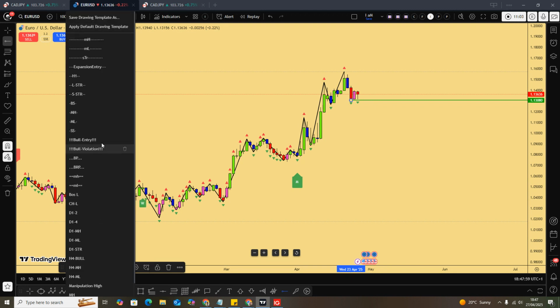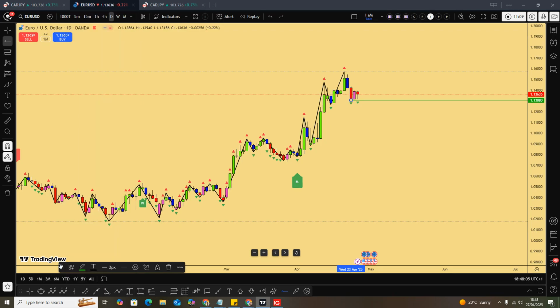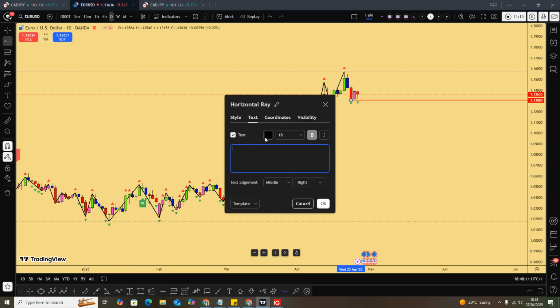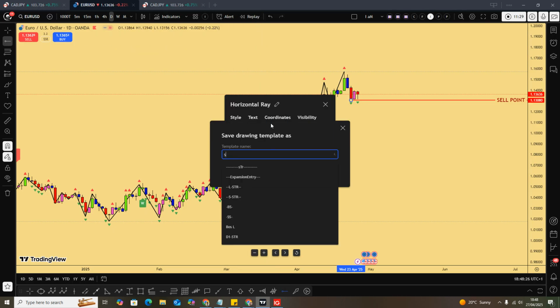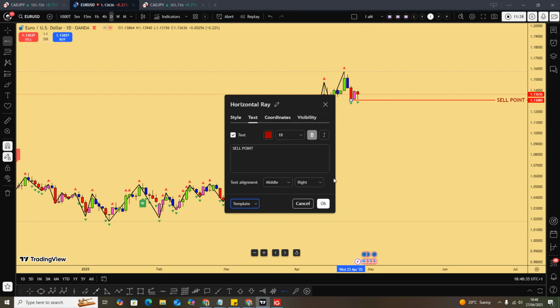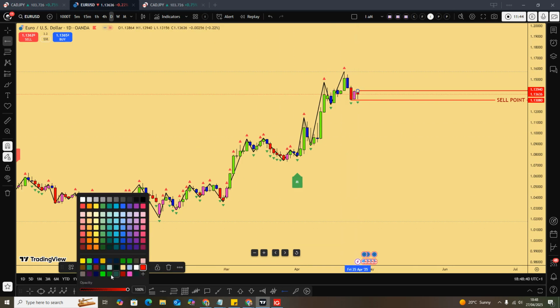Let me see if I've got sell points on this chart. No. Okay, I think I deleted those. I'm going to quickly do this. Okay, that will be the sell point on the euro. So we don't have to do it for the other ones. Okay, and our going long will be above the 1 daily high.